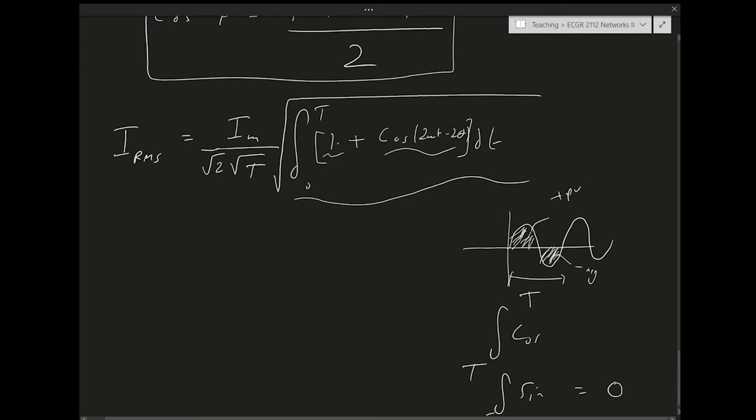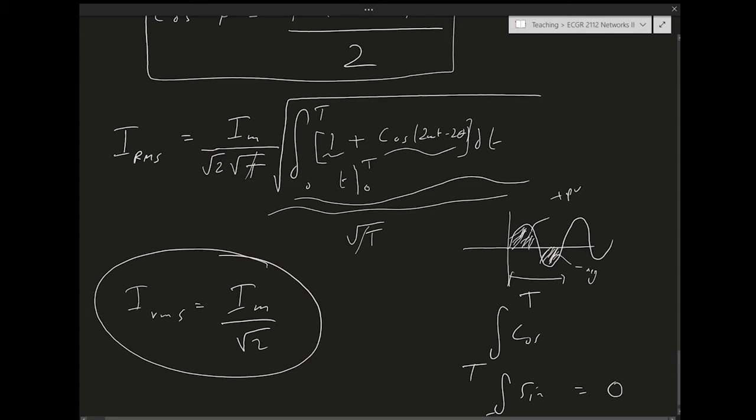Well, integration of the 1 is going to give me t, but then t is going to be evaluated from 0 to T. So this whole thing is going to turn into the square root of T, which cancels with this thing, and I end up with I RMS equals IM over square root of 2. That's the RMS value for a sinusoid.